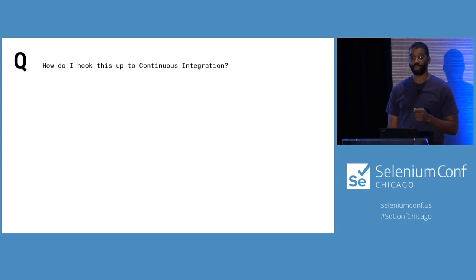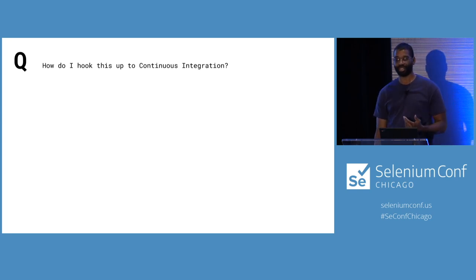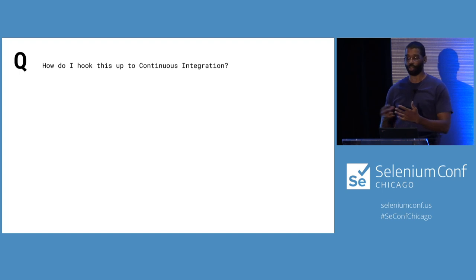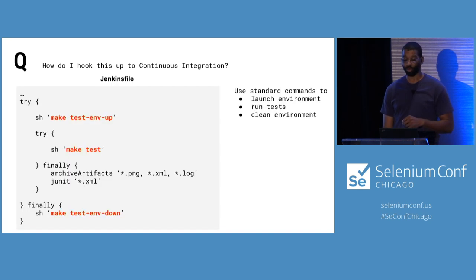All right. Another question I usually get is, how do I set this up in continuous integration? If you're a small team and you don't have a large Selenium grid available to you, you may be thinking, I don't want to maintain a large Selenium grid. How can I get this working in something like Jenkins? Well, inside of your Jenkins file, you can run the same three commands that we were running locally. Make test env up, make test, and make test env down.